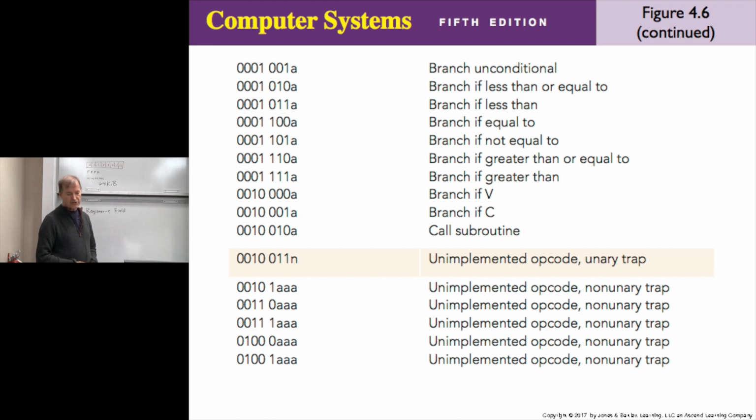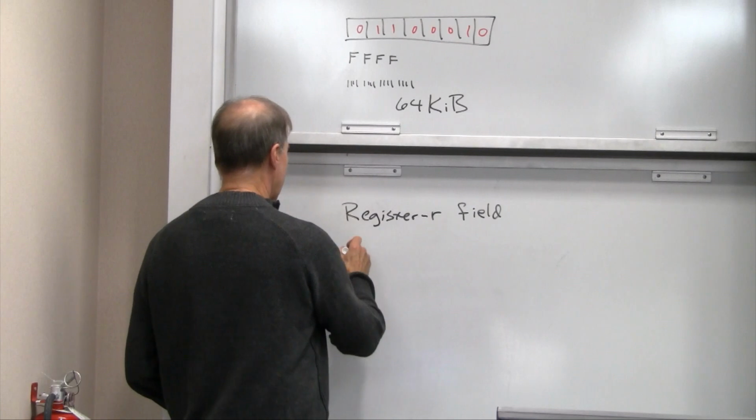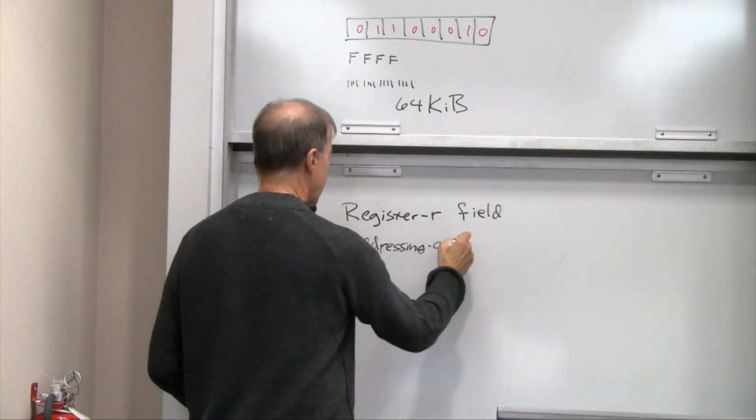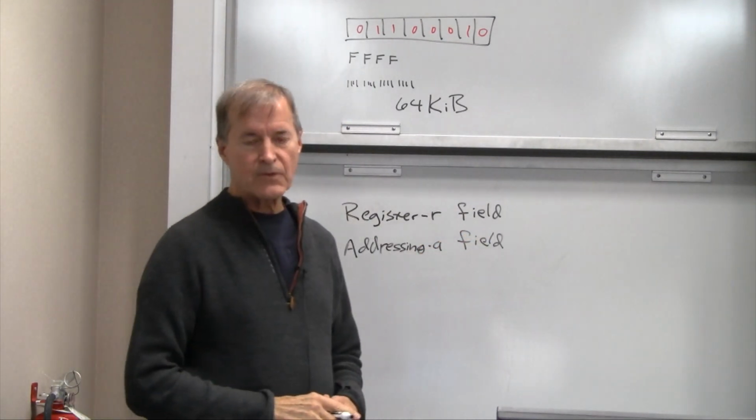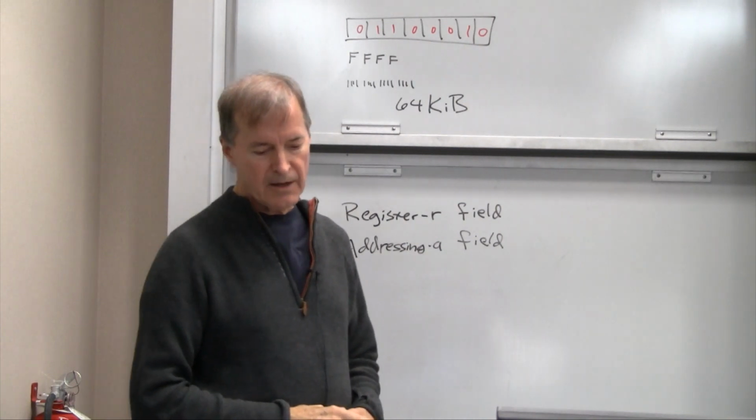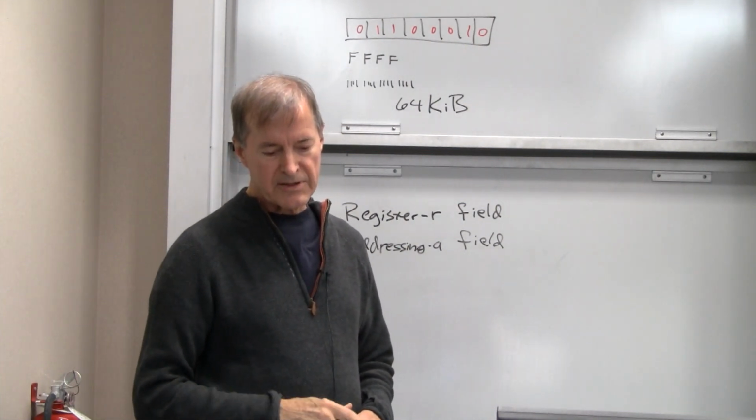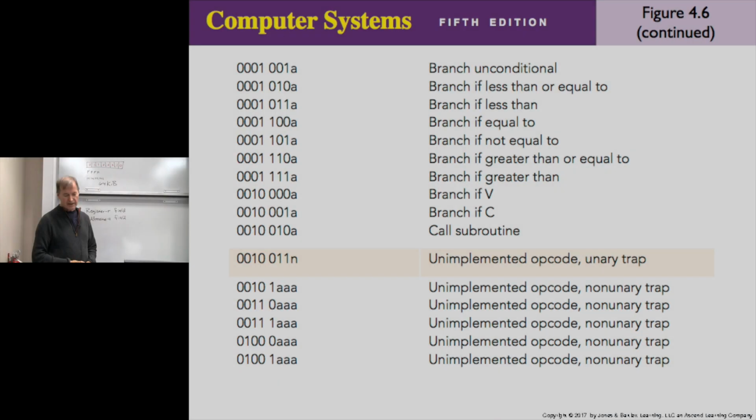What about branch unconditional? What is its instruction specifier? 0001 001 what? A. So what do you suppose that A is? That is called the addressing A field. We'll see what these mean in a minute. Now, we have some things here called unimplemented opcodes. Those are trap instructions. We'll explain how that works later.